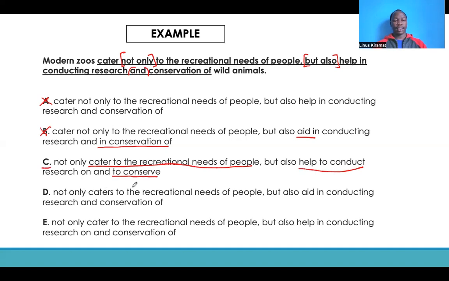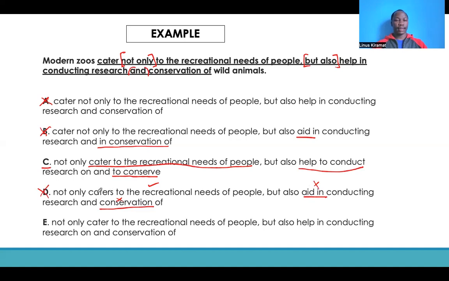D says, not only caters to the recreational needs of people, all right? This answer choice starts out correctly, but also aid in conducting research and conservation of wild animals. We can already tell the introduction of a new word there, aid in and conservation of. The initial sentence fragment is in the correct parallel structure, but the two other sentence fragments are not in the correct parallel structure. For that reason, eliminate D.